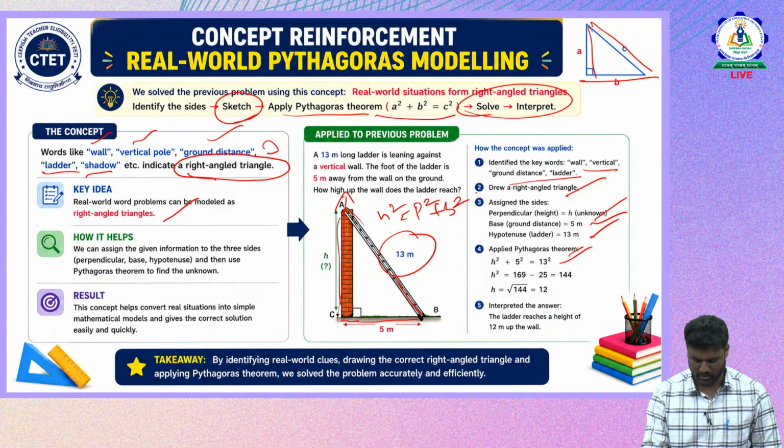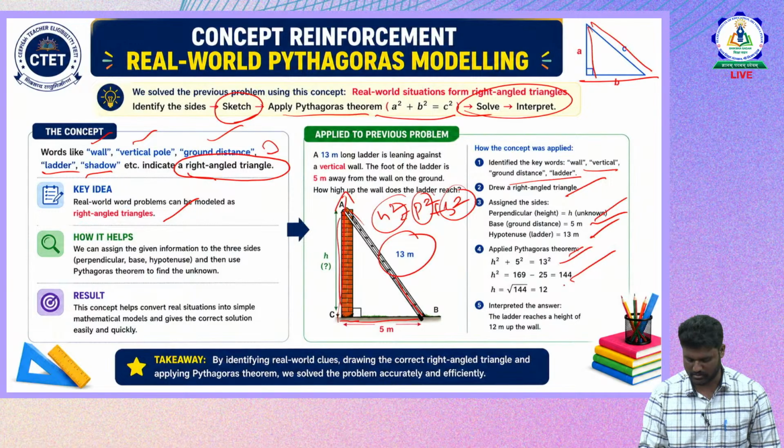Okay, so the perpendicular is what we need to identify; the hypotenuse and the base are given. If we apply that, we get h squared is equal to 13 squared minus 5 squared. 13 squared is 169, 5 squared is 25. When you subtract 25 from 169, we get 144.